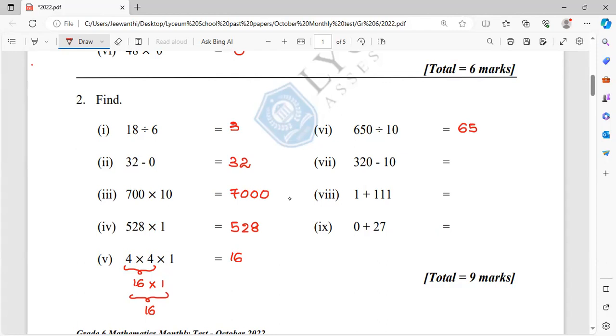So no need to show the workings when you get 1 mark. If you can get it at once, without doing the workings, it doesn't matter. You can write the answer. From 320, you deduct 10. What will be the answer, children? 310. You are taking away 10, so from 320 the answer will be 310.